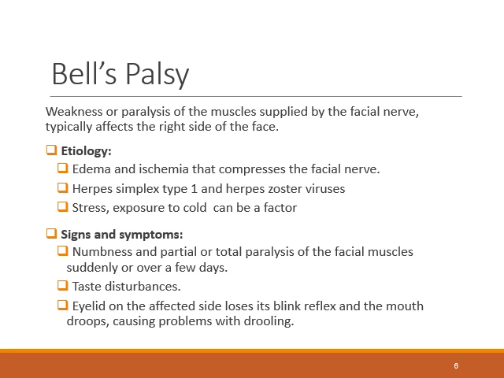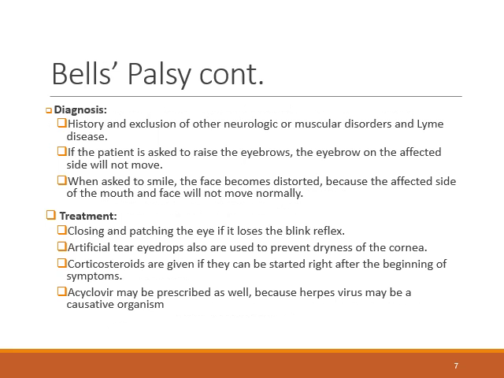Signs and symptoms: we will have numbness and partial or total paralysis of facial muscles, suddenly over a few days, taste disturbances, and the eye or eyelid can be affected where they can't blink. So what they'll probably end up doing is closing the eye, putting a patch on that, putting artificial tears in that because they've lost the blink reflex, and we don't want that cornea drying out. We may give corticosteroids because that's an anti-inflammatory, and acyclovir if it is from the herpes virus as well.